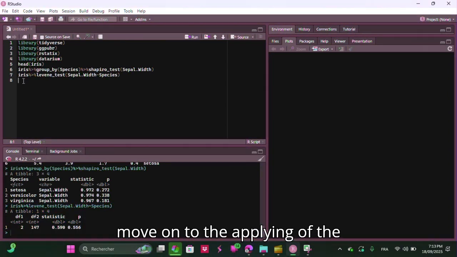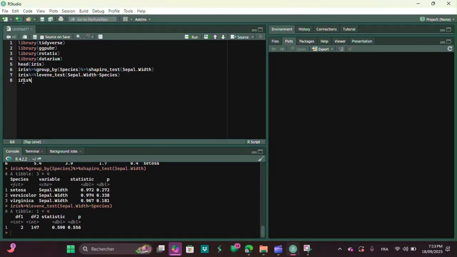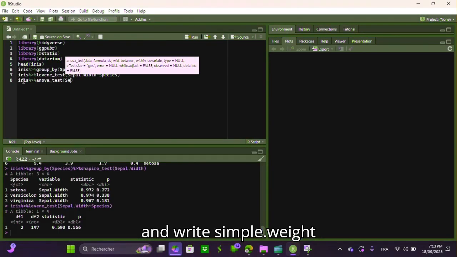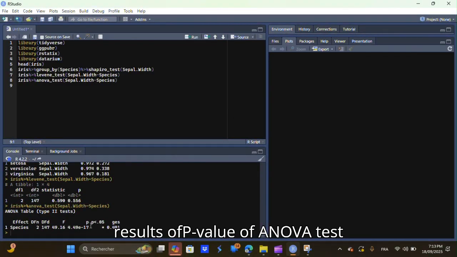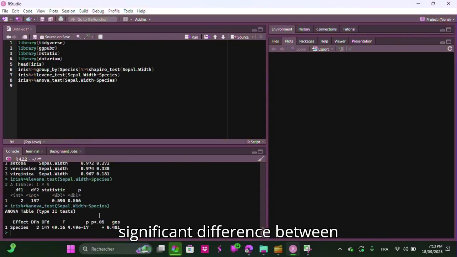So move on to applying the ANOVA test using this structure: iris, pipe, anova_test, and write Sepal.Width tilde Species. The p-value of the ANOVA test indicates that there is a significant difference between groups. But there is a twist.